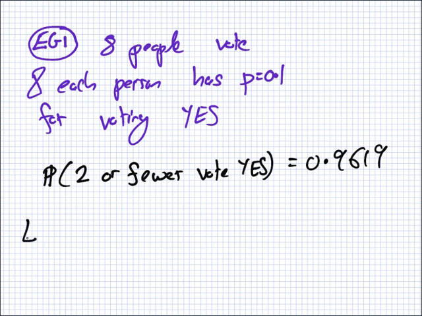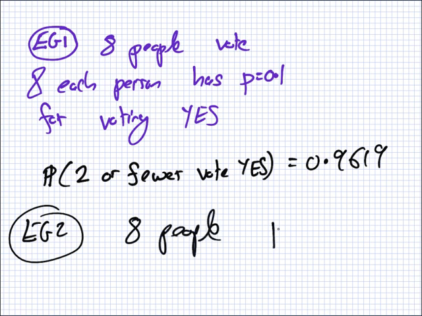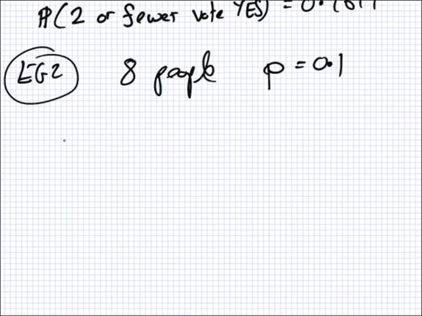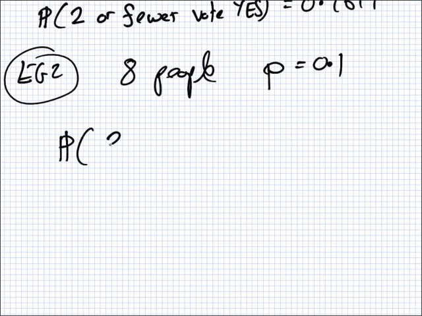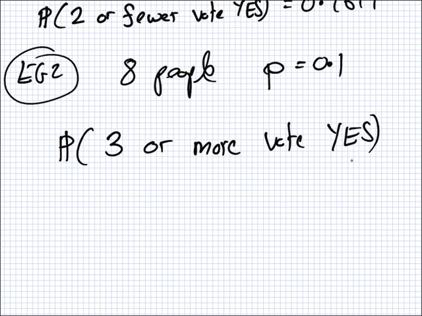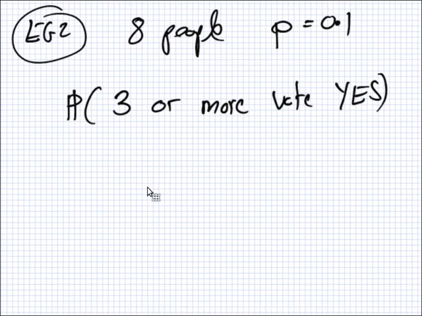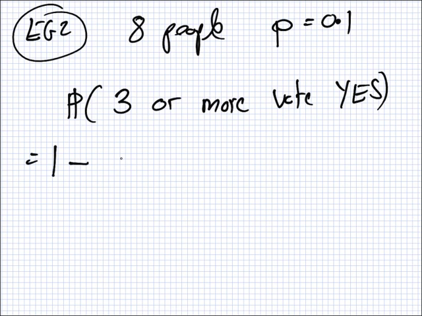Example 2. I'll keep it the same. 8 people, and the probability of voting yes is 0.1. But this time, I'm going to ask for the probability that 3 or more vote yes. This is where the not formula comes in helpful again. This is equal to 1 minus the probability of not 3 or more.